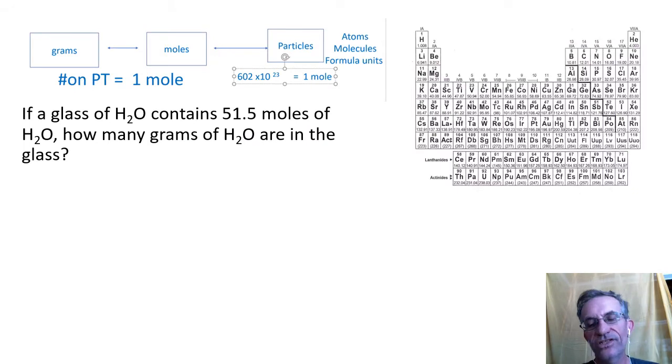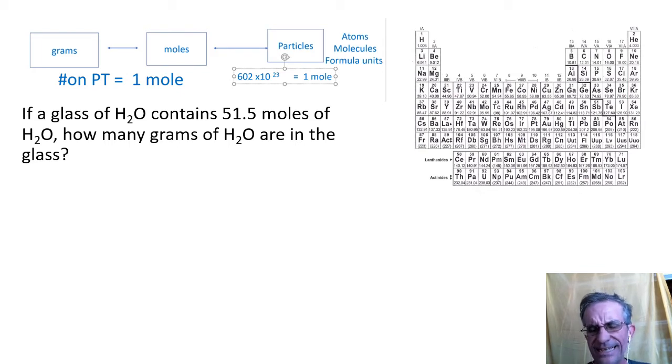Okay, let's try another one. So this one here, let's see. It says, if a glass of water contains 55.5 moles of water, how many grams of water are in the glass? All right, so now that we're introducing more ideas, sometimes people get mixed up on what am I supposed to be using?